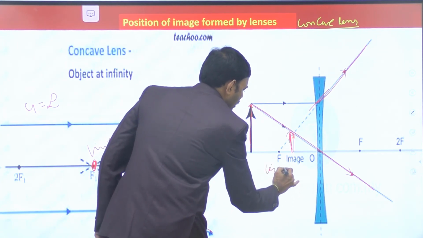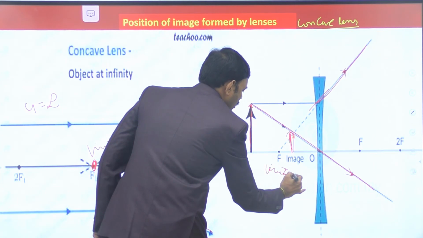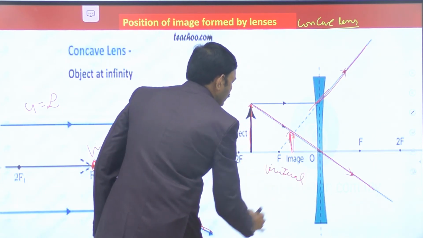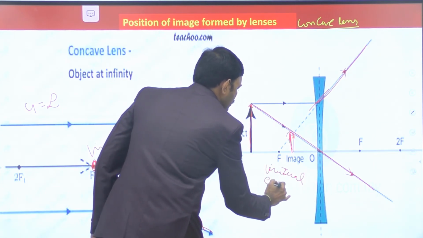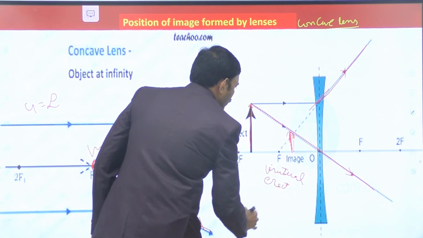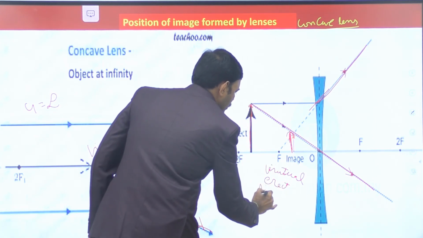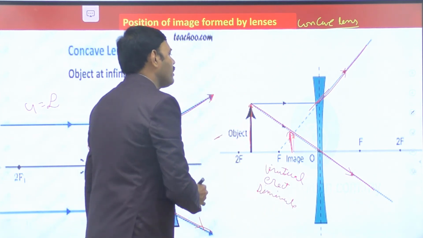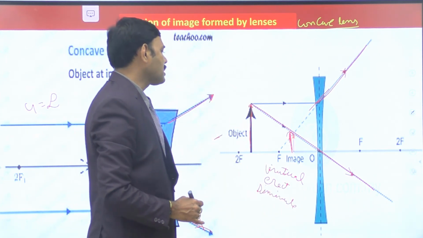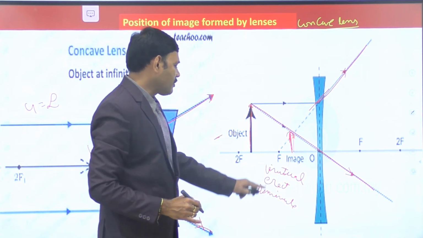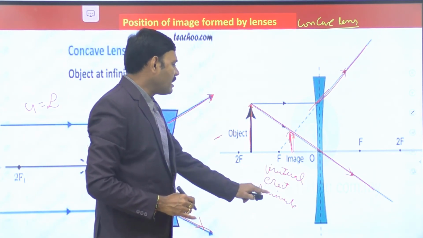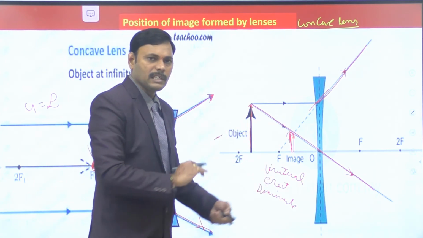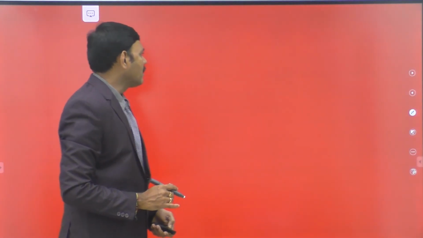By prolonging the divergent rays backwards, we get the image, so it is a virtual and erect image, and moreover a diminished image. So we conclude that the concave lens always forms a virtual image. Whatever the position of the object, a virtual, erect and diminished image is always formed by the concave lens. So these are the two cases of concave lenses.